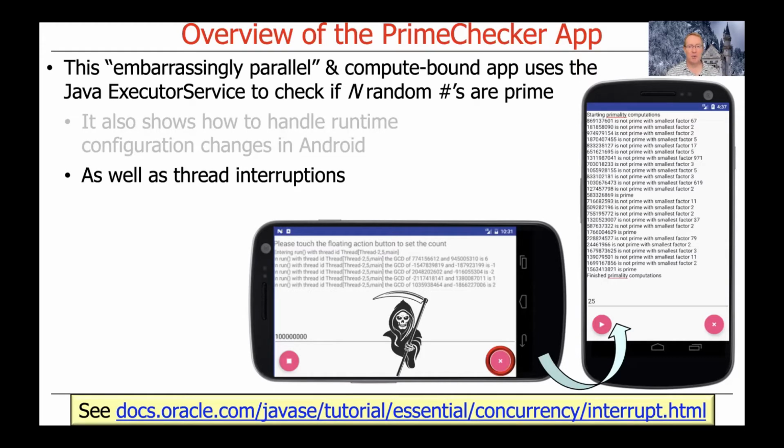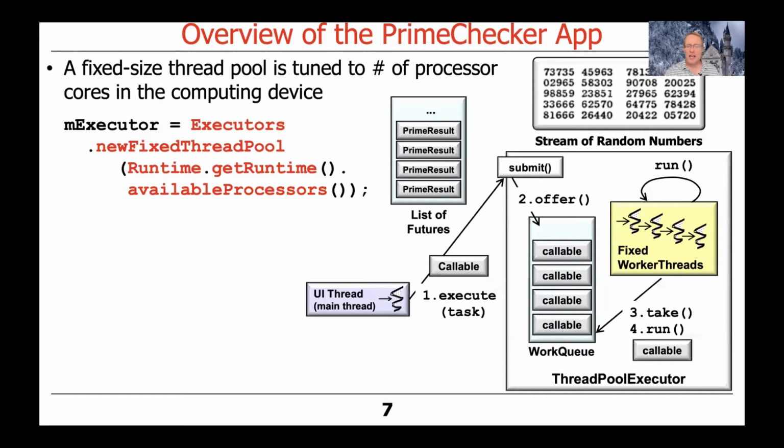Another thing that this example will demonstrate is how to handle thread interruptions. So it's actually possible to click on the interrupt button, and that'll cause the program to shut down the threads in the thread pool. So let's see how we might implement this.